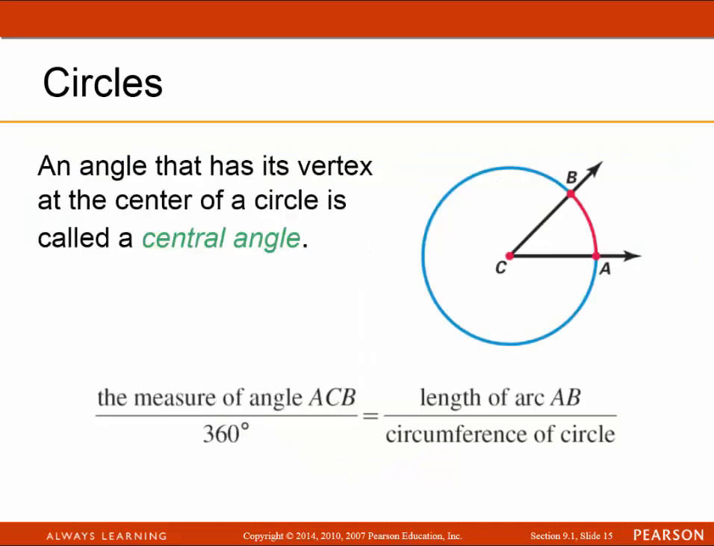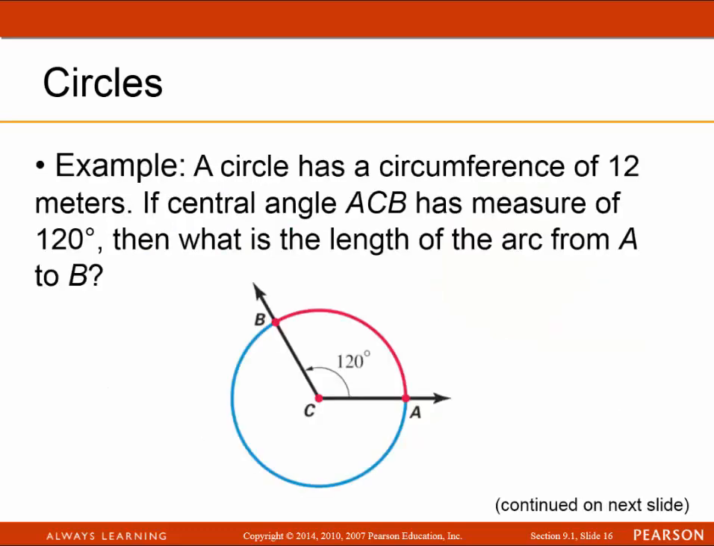So an angle that has its vertex at the center of a circle is called the central angle. So here angle BCA or ACB is the central angle. The relationship between the measure of the central angle and an arc is formed by this proportion. The measure of angle ACB divided by 360 degrees is equal to the length of arc AB, the red line, divided by the circumference of the circle. So we're going to use this relationship to solve this problem.